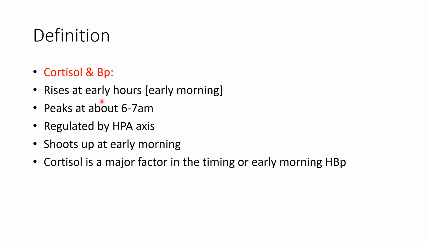You've seen this slide before, but I'm taking it with all seriousness that cortisol has a relationship with the BP level. Remember, cortisol rises in the early hours, early morning, peaks at about 6-7 a.m., and it's regulated by the hypothalamic-pituitary-adrenal axis. So if there's a problem at the hypothalamus or pituitary, and then causing a problem at the adrenal axis, then there'll be problem. It shoots up in the early morning, and cortisol is a major factor in the timing of early morning hypertension.